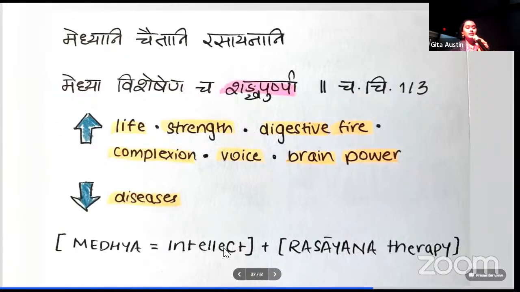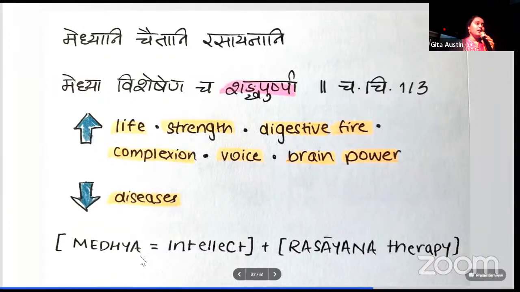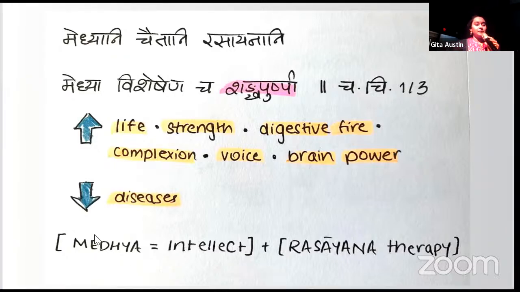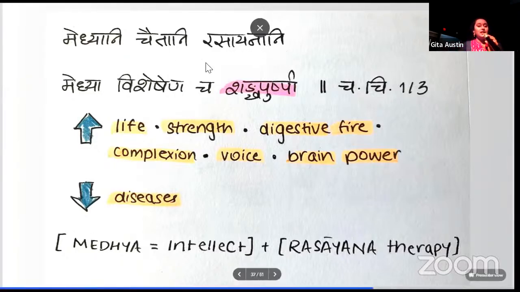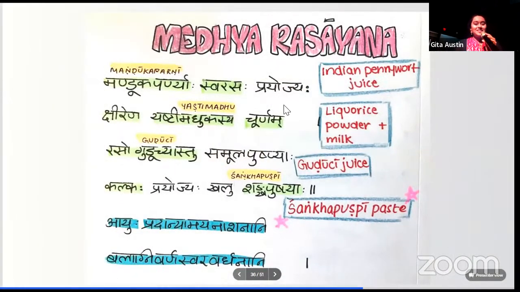Medhya Rasayana itself means the therapy that improves your intellect. So that's what Medhya means. It improves your grasping power, your retention power, and recollection. Medhyani Chaitani Rasayanani, Medhya Visheshena cha Shankhapushpi. Shankhapushpi is considered a really good plant. So you can search this online, you will get tons of information about it. People don't necessarily go by its botanical name. Glycyrrhiza glabra, Centella asiatica. Those are too complicated. So better you type the Sanskrit name, you will get tons of information on that.